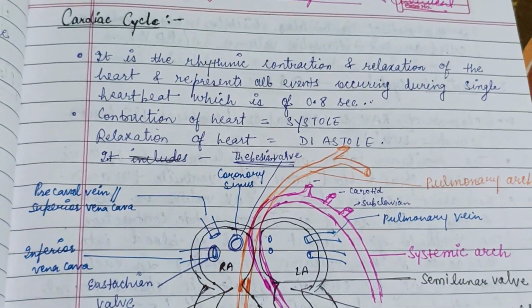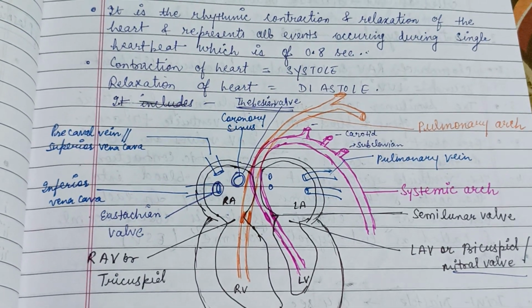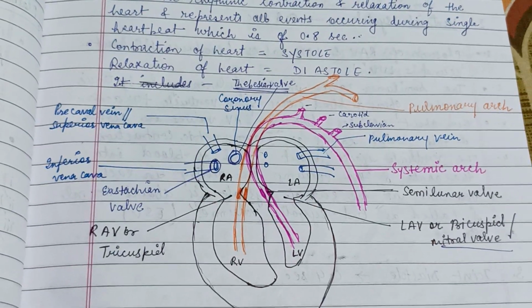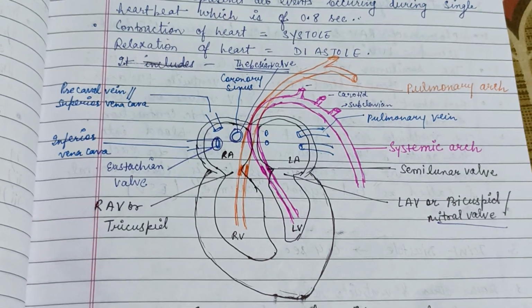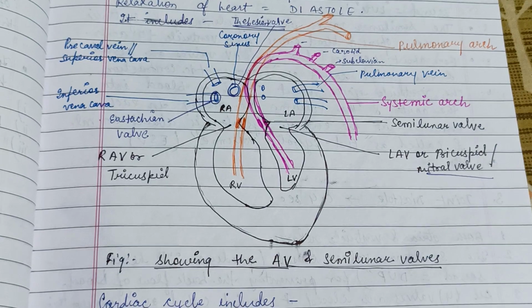So, the cardiac cycle is the rhythmic contraction and relaxation of the heart, and represents all events occurring during a single heartbeat, which is 0.8 seconds. Contraction of the heart is known as the systole, while relaxation of the heart is called the diastole.